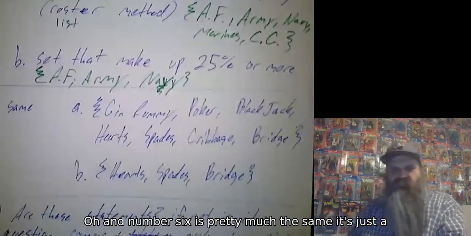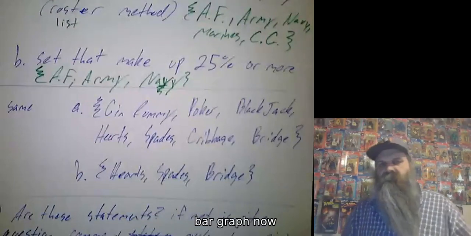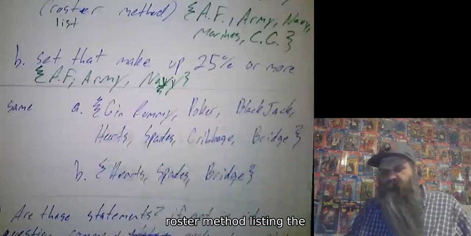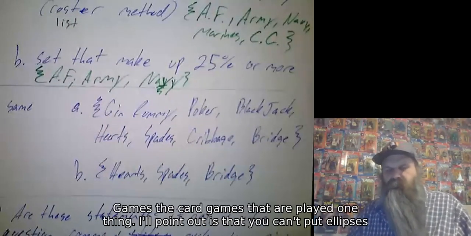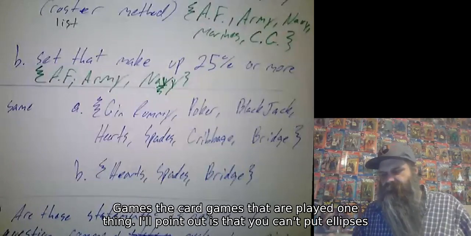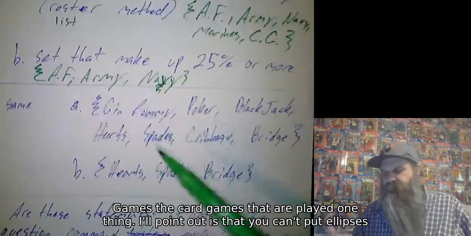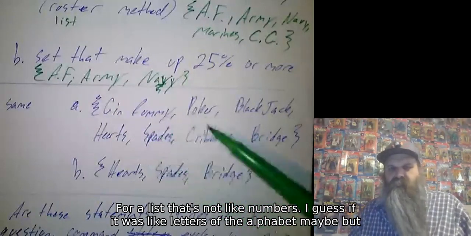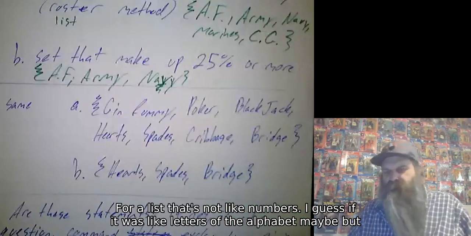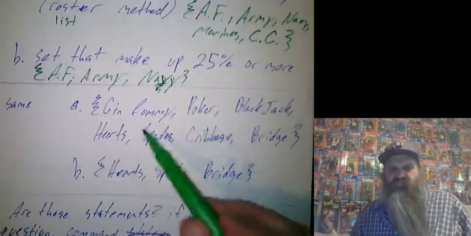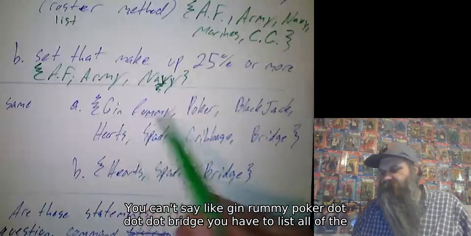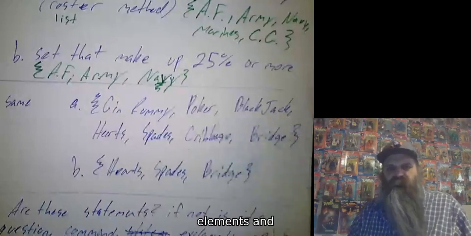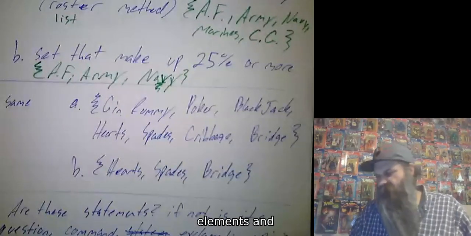And number 6 is pretty much the same. It's just a bar graph now. A is the roster method, listing the card games that are played. One thing I'll point out is that you can't put ellipses for a list that's not like numbers. I guess if it was like letters of the alphabet maybe, but you can't say like gin rummy, poker, ..., bridge. You have to list all of the elements.